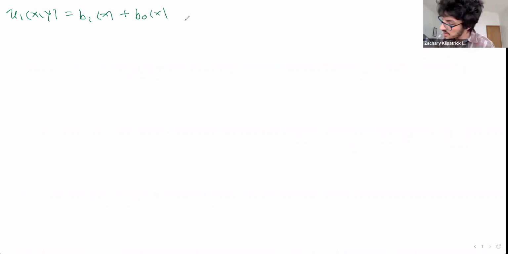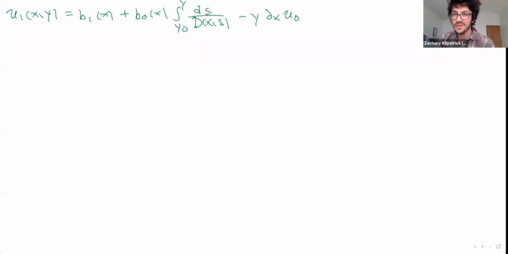Okay. So u1 of xy is equal to b1 of x plus b0 of x, integral from y0 up to y, ds over dxs minus y dx u0. Okay, so here's this integral again, which is why it was good to make a note about the scaling law of that integral.